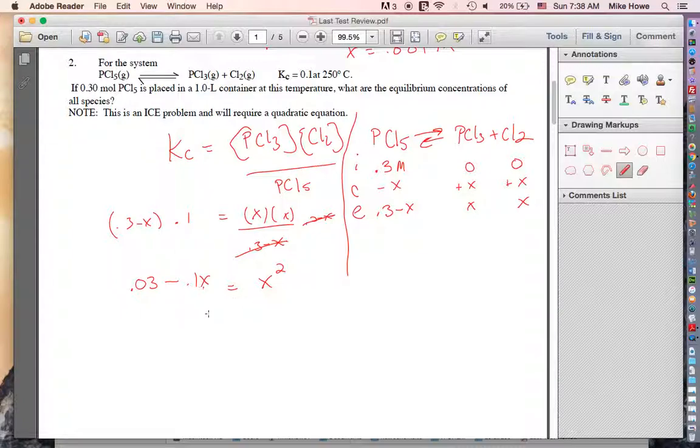So now we know that I'm going to add 0.1x to both sides and subtract 0.03 from both sides. So 0 on this side, because I'm going to take away 0.1x minus 0.1x. I'm going to add, or excuse me, I said that wrong. I'm going to add 0.1x, not take it away.